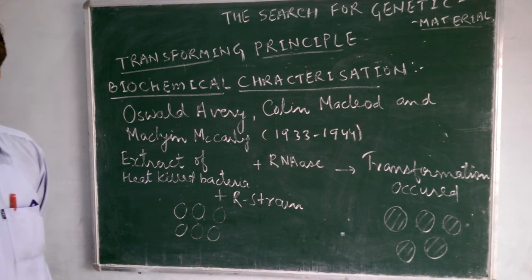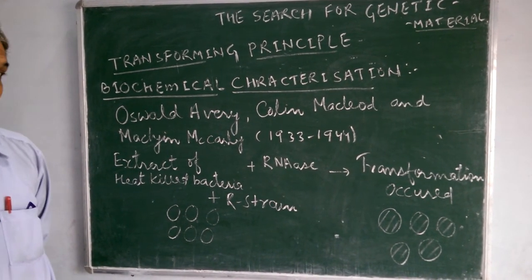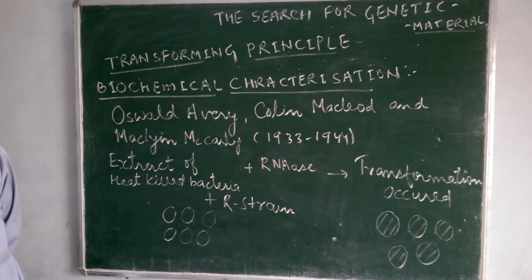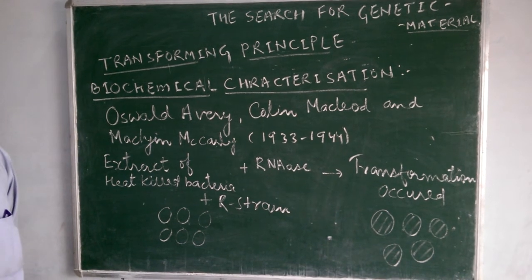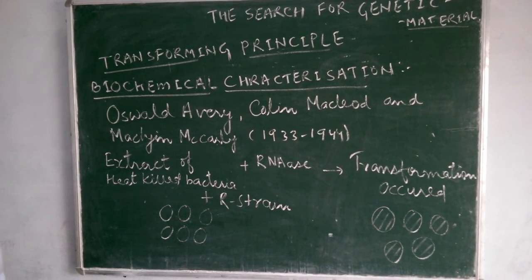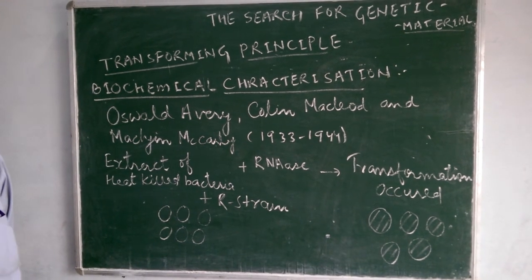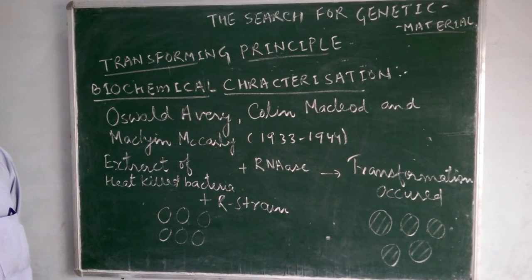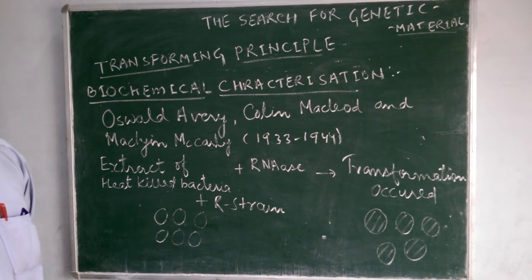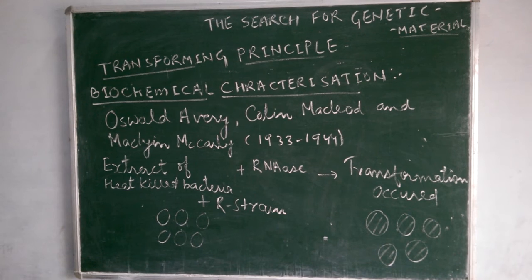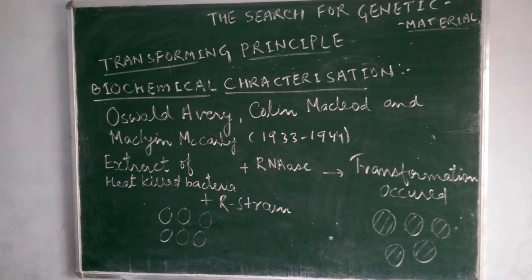Next, they treated the extract of heat-killed S strain bacteria with RNase. RNase is the enzyme which digests RNA. It means it will break RNA and deactivate it. Then they injected that extract with R strain bacteria into the body of mice, and this time also the mice survived. It means RNA also could not convert R strain bacteria into S strain.